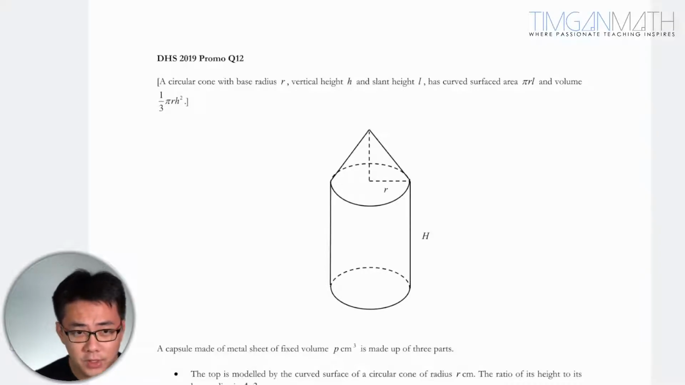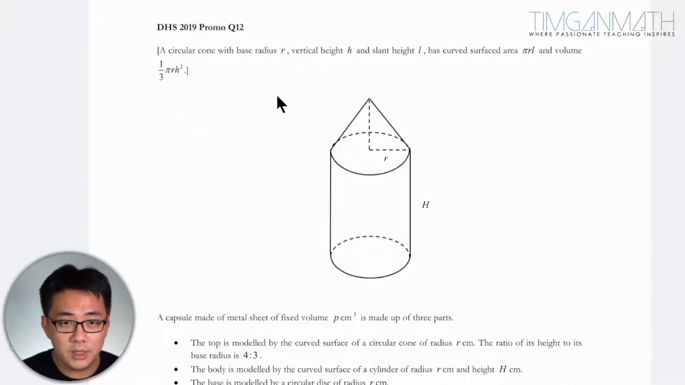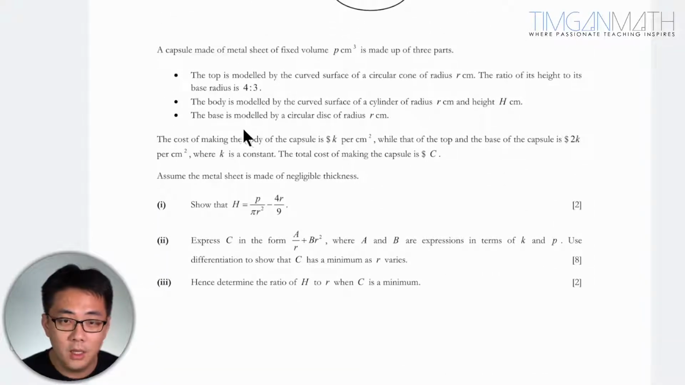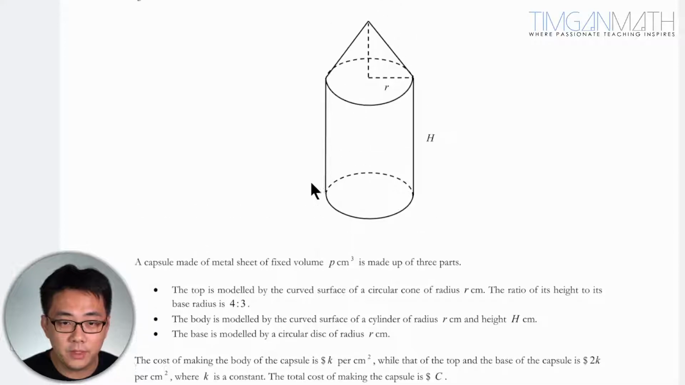Hi students, let's look at this question here, which is on the application of differentiation. Let's say I can do this proficiently. You're given a circular cone with base radius r, where the curved surface area is pi r and the volume is 1/3 pi r square h. Now a capsule made of metal sheet of fixed volume p.